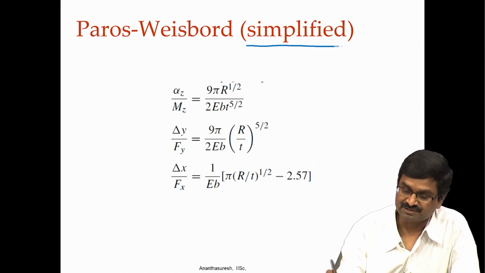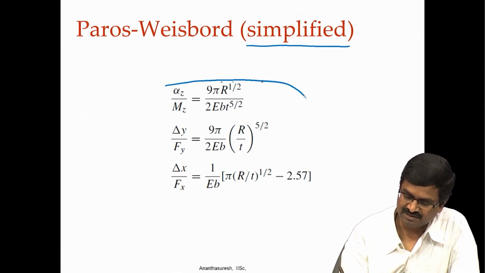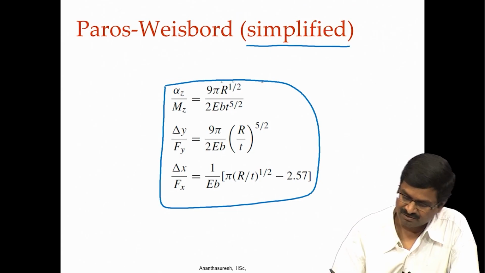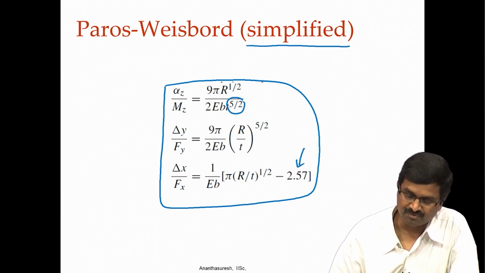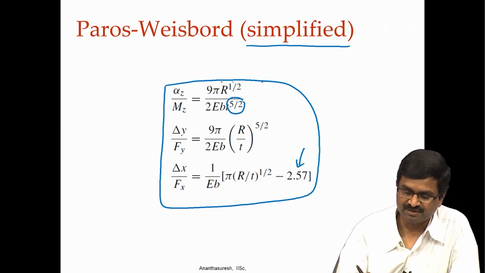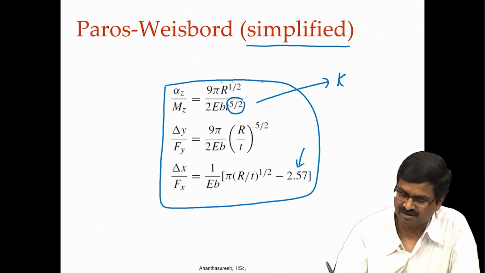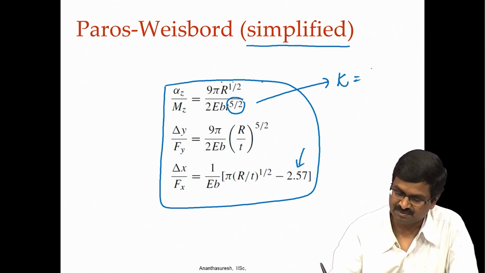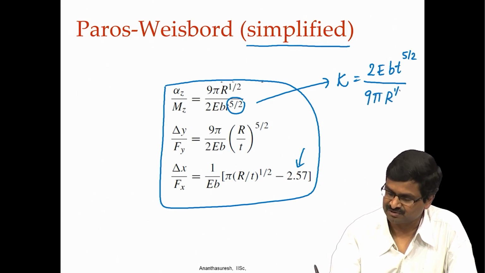They had simplified versions. So, whatever long expressions I showed, now you have the same things in a simplified form. You might ask, where is this 2.57 coming from? Why is this 5 by 2? They are all approximations. The long formula for some ranges, they simplified so that you have this. Now, if I want to write kappa from this formula, like I said, it should be the inverse of this expression. I can write it as 2 E B t raised to 5 by 2 divided by 9 pi and then r raised to half, square root of r.